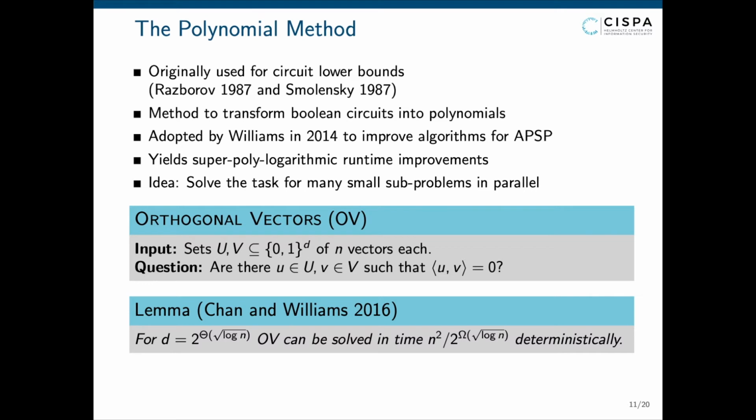And using this polynomial method, Chan and Williams were able to show that for small dimensions, so roughly of the order 2 to the square root log n, orthogonal vectors can be solved in time n squared divided by 2 to the square root log n.